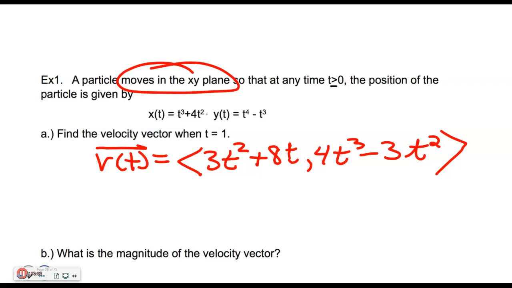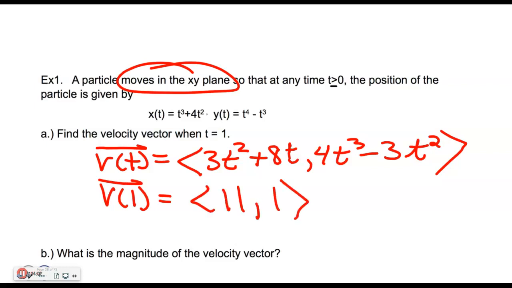And if I need to do that at time 1, I do what I did in Calc 1. I just plug a 1 in. So I just go like this, 11, comma, 1. What does that mean about the particle? It's moving faster to the right than it's moving up, correct? You don't really know until you graph it, but you should know where it starts.